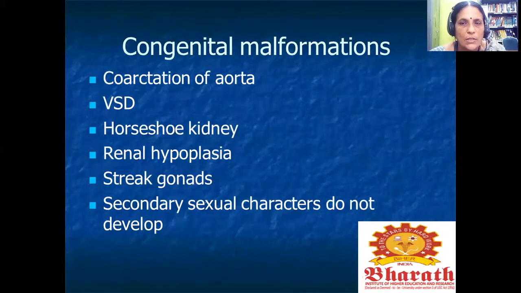Next one is congenital malformation: coarctation of aorta, VSD, horseshoe kidney, renal hypoplasia, streak gonads, secondary sexual characters do not develop.